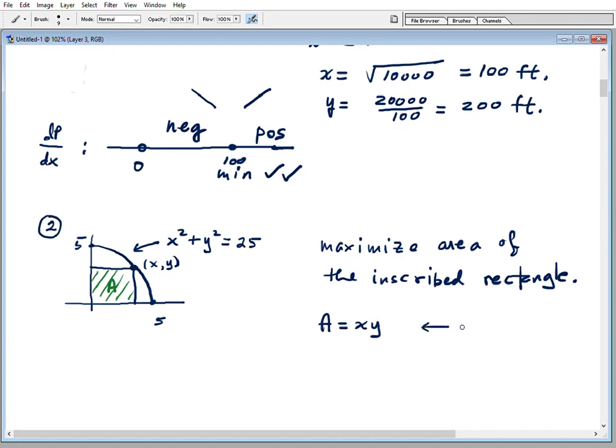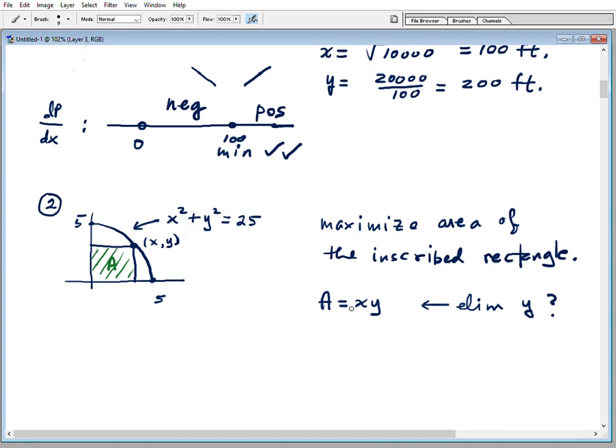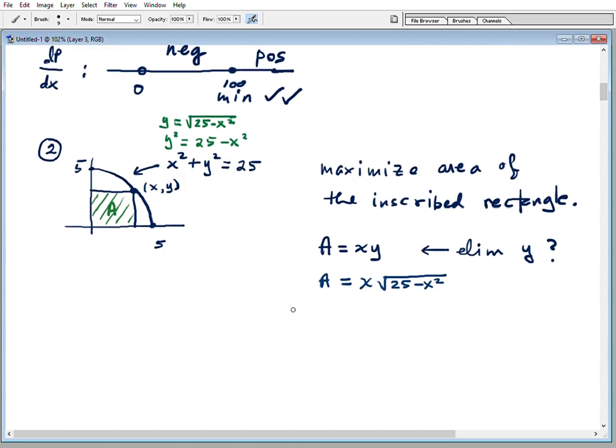Okay, and we want to eliminate a variable. Let's say can we eliminate y? So if we have two variables, before we take the derivative, we want to eliminate one. Well, so far we haven't used the circle at all. So if we just solve for y, we have y squared equals 25 minus x squared, or y is equal to the square root of 25 minus x squared. So let's do that. We could use this 25 minus x squared, and we have this. All right, so now we eliminated y.